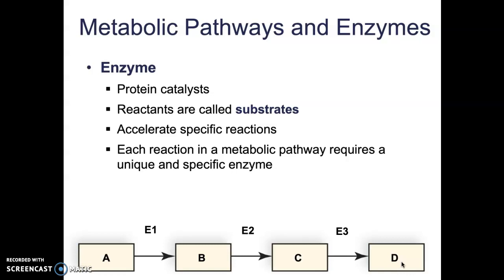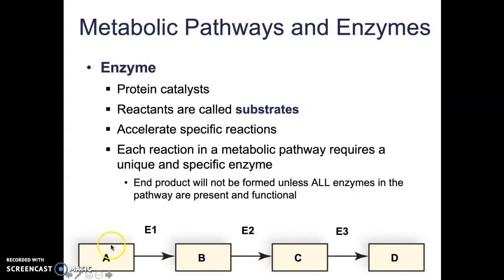Each step of the metabolic pathway requires a very unique and specific enzyme, which means that if we need D, but enzyme 2 is missing, we're never going to get there. The end product will not be formed unless all the enzymes in the pathway are present and functional. This is where a lot of genetic disorders, especially genetic metabolic disorders, come from. There is one protein that is missing, or one protein that is slightly malformed or has a mutation. If that one protein is missing, it doesn't matter if all the other enzymes are healthy. It doesn't matter how much A you put into your body, you're never going to get to D if enzyme 2 is missing.